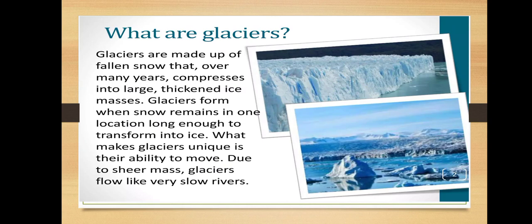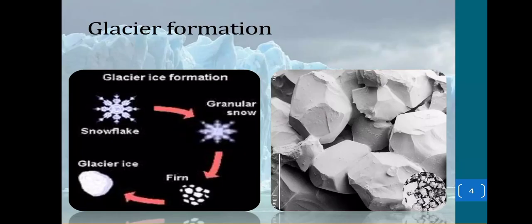What are glaciers? Glaciers are made up of fallen snow that over many years compresses into large, thickened ice masses. Glaciers form when snow remains in one location long enough to transform into ice. What makes glaciers unique is their ability to move. Due to sheer mass, glaciers flow like very slow rivers. Glacier formation starts from granular snow, then firn, then glacier ice. That is how glaciers form.